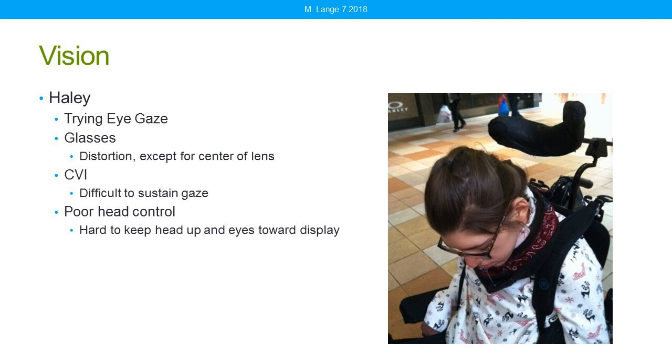Because of her cortical visual impairment, she also had a really difficult time sustaining her gaze. So even if she could get her gaze to her desired location, she couldn't sustain it long enough to dwell or to activate a switch or to blink. Again, she had a hard time keeping her head up and her eyes towards the display, and even though we made some changes in her positioning, she just didn't quite have all the components required to successfully use eye gaze. And as a result, she's using auditory scanning now. The auditory portion is to compensate for her visual issues.